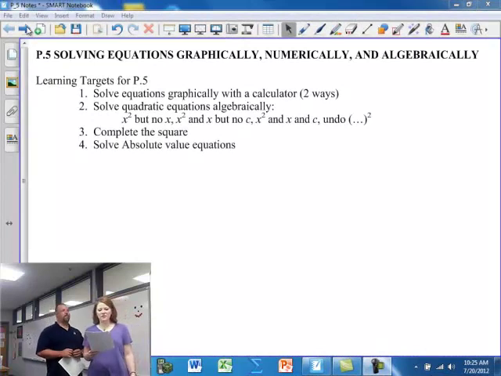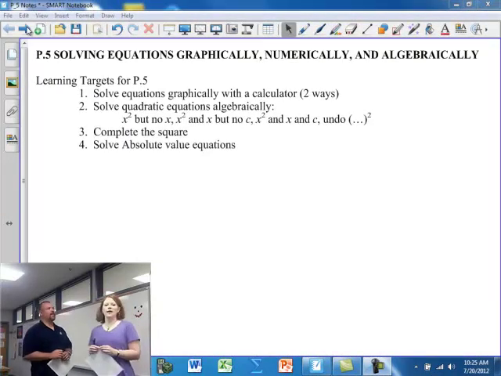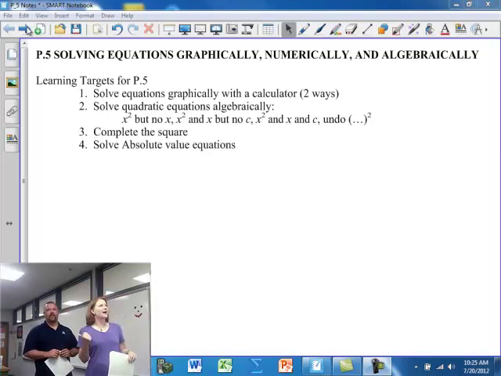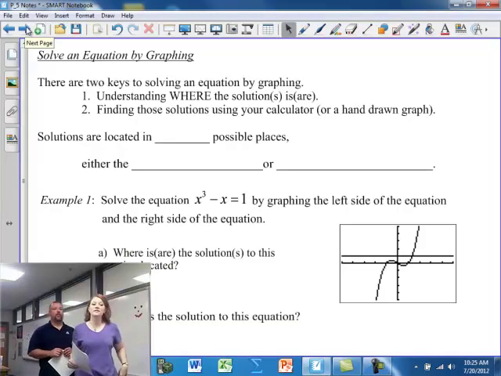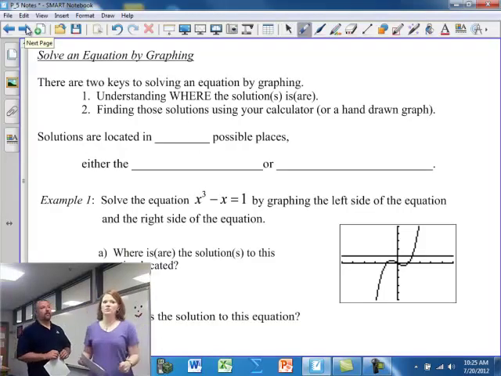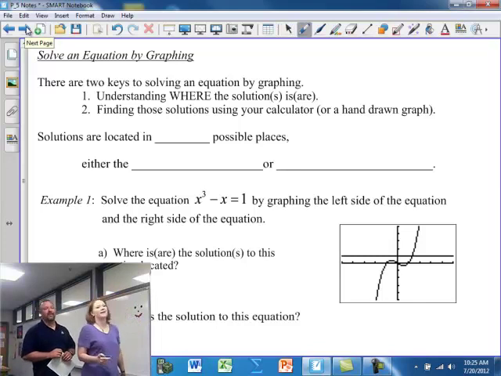We are ready for P5, solving equations every which way under the sun, otherwise known as graphically, numerically, and algebraically. It's a lot of information, a lot of it you already know, so we are going to cram right through it as fast as we can because we don't want you to watch a 45-minute video. Neither do you.